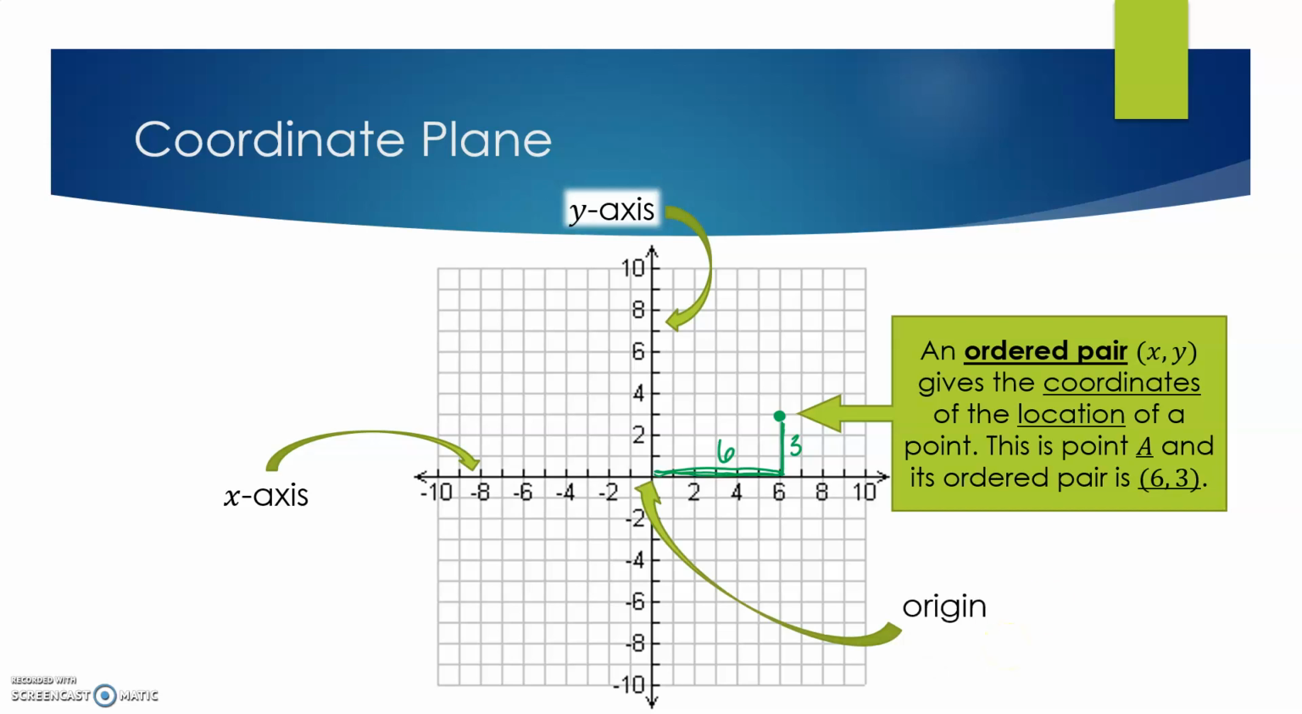And this is called the origin. The origin is always at (0, 0). It means we haven't moved away from the center of the graph. And we always start counting from the origin.